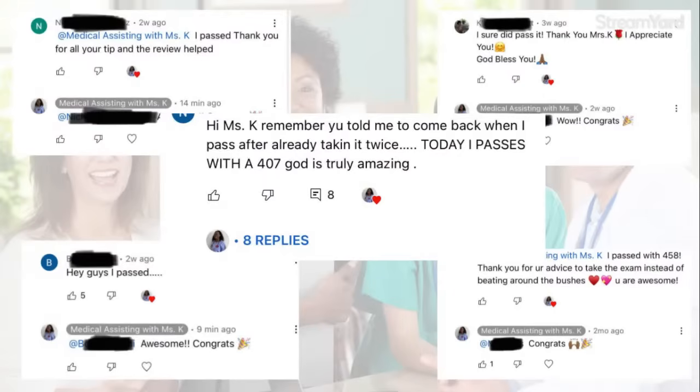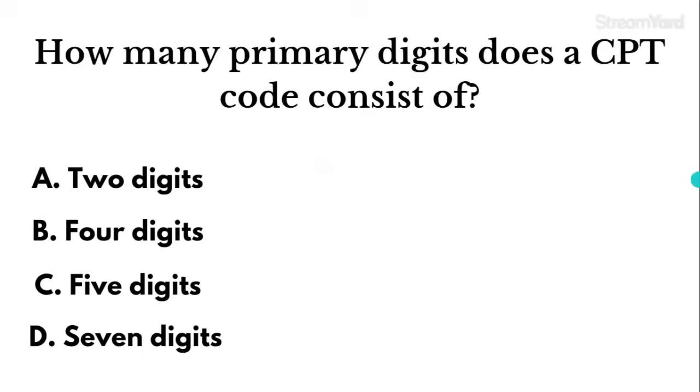Let's get into this. Let's go to the first question. First question. How many primary digits does a CPT code consist of? 2 digits, 4 digits, 5 digits, or 7?